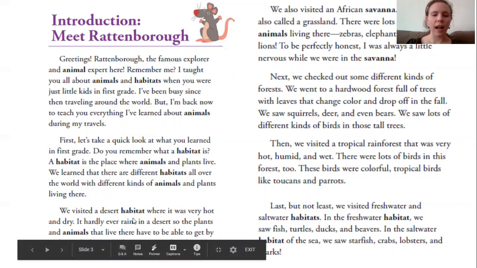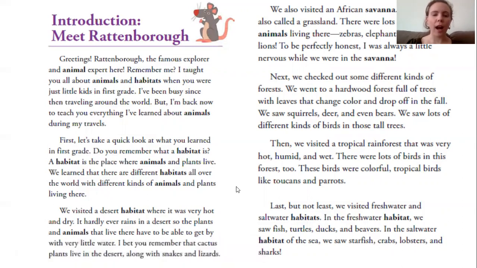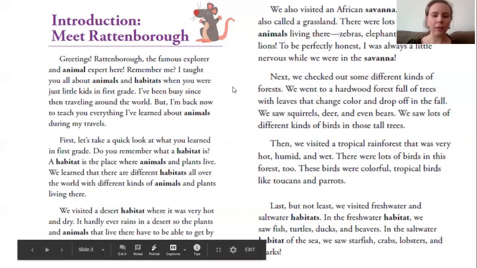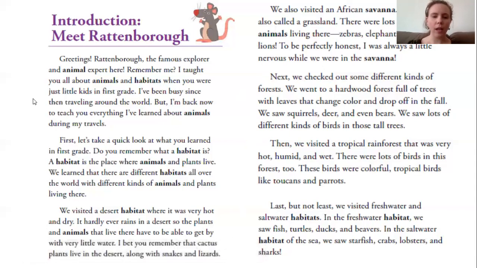We visited a desert habitat where it was very hot and dry. It hardly ever rains in a desert, so the plants and animals that live there have to be able to get by with very little water. I bet you remember that cactus plants live in the desert. Oops. Just wait just a second and that'll go away. Along with snakes and lizards.